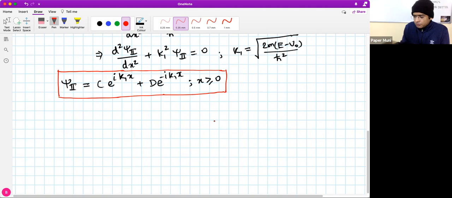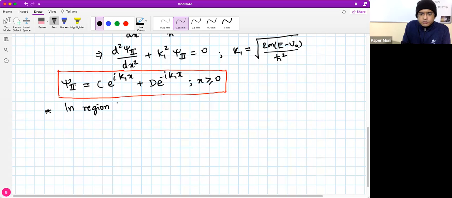This might give you some answers, some results. You can use this model to approximate some experiments, but not all. In reality there will be a variation of potential as you go into the other region.